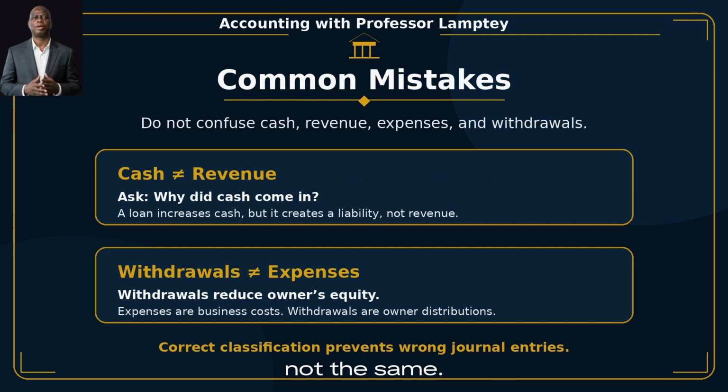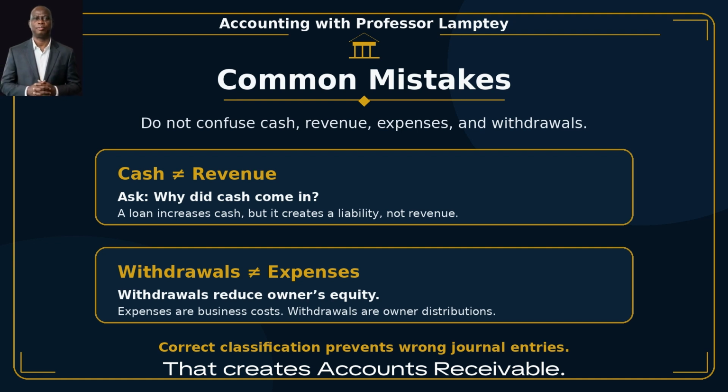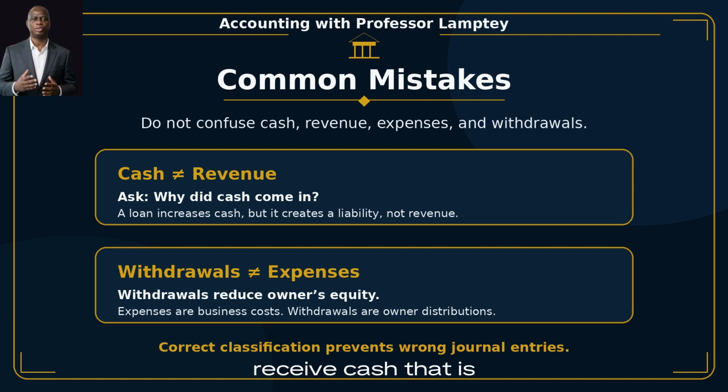The second mistake is confusing revenue with cash. Cash and revenue are not the same. A business can earn revenue before receiving cash. That creates accounts receivable. A business can also receive cash that is not revenue. For example, borrowing money from a bank increases cash, but it does not create revenue. It creates a liability. So do not ask only, did cash come in? Ask, why did cash come in?